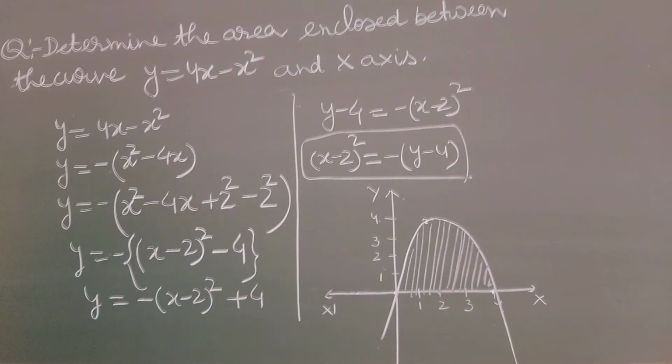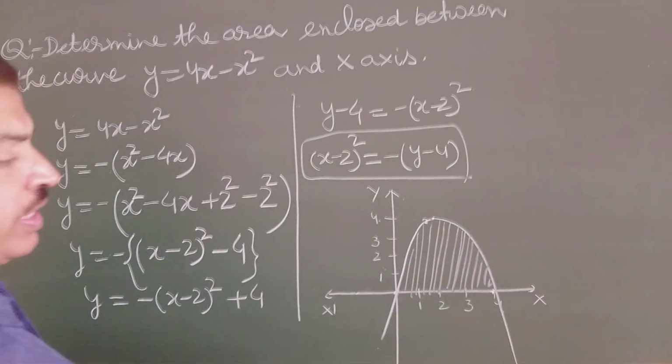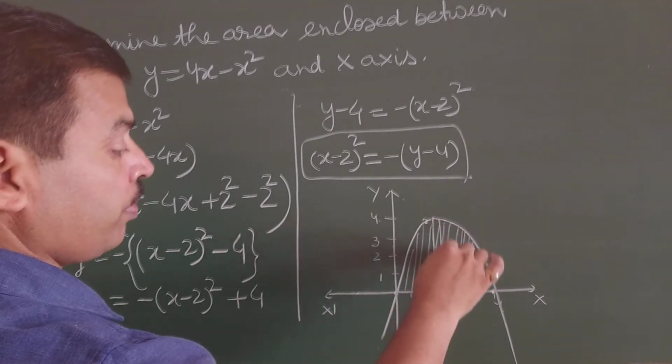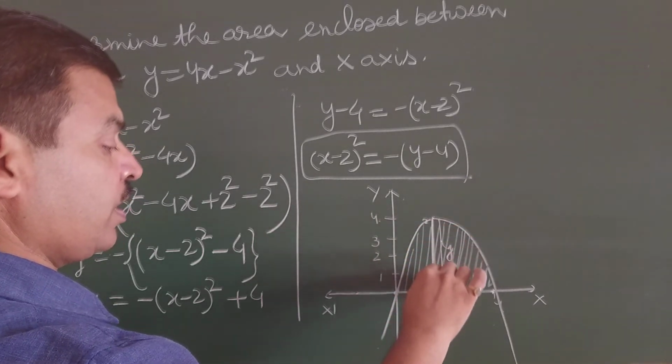Okay. So this question, first of all, I have converted into a whole square to check which kind of curve it is. This is a parabola, a downward parabola, because it is in the form of x square minus 4ay, and its vertex is 2, 4, correct? Now students, to calculate its area we have to draw a rectangular strip. It is y dx. Correct?